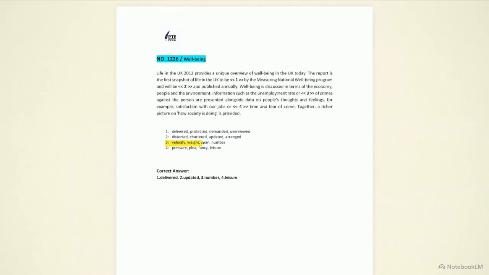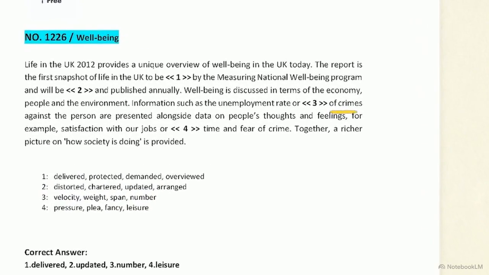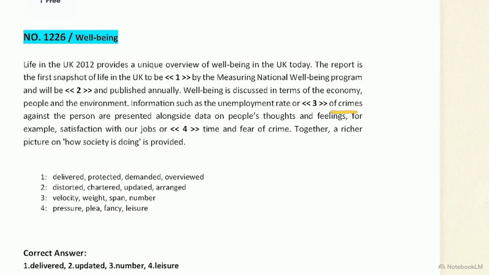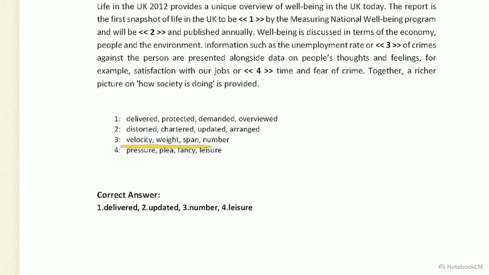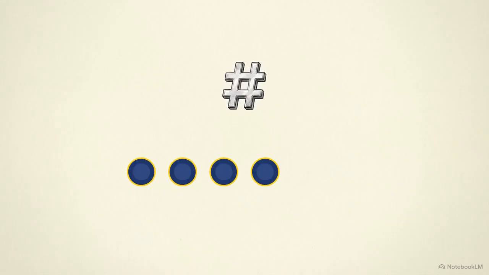Let's shift to blank 3 and the options: velocity, weight, span, and number. The controlling variable here is the word crimes. Crimes are discrete individual events. They are not physical measurements of mass or speed. That fact instantly eliminates velocity, weight, and span. For a countable noun, English grammar requires a specific quantifier. We track the number of crimes.